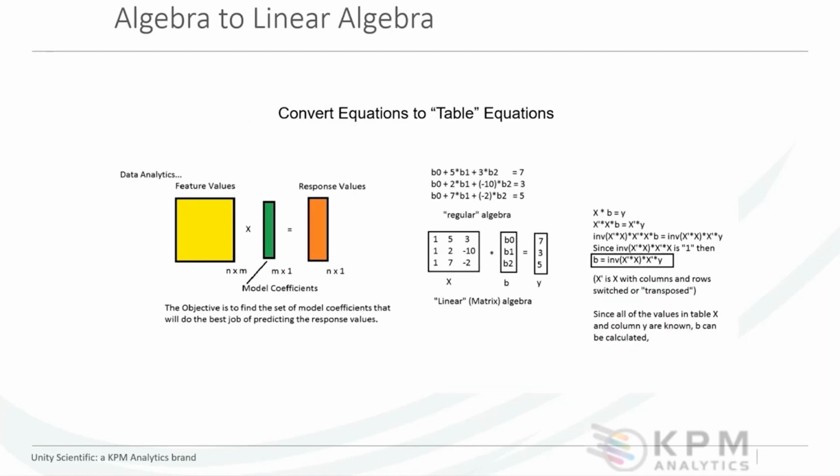So if we make the jump from algebra to linear algebra, we can convert this into table equations. And again, I'm not going to get into this. I'm not a linear algebra genius, but we're doing the same thing. We're taking the feature values, we're taking the spectra, we're creating a link, the coefficients, and we are predicting out the response values. We're just doing it rather than in a simple equation, we're doing it in a matrix.